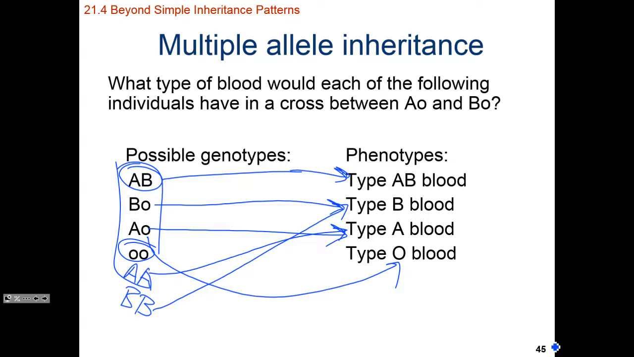Now, in this particular scenario, mom and dad are both heterozygotes. And because mom and dad are both heterozygotes, these last 2 options are not possible for the offspring. The only way you could have type O blood is if each of your parents has at least 1 O allele. So if both of your parents are type O blood, then you will absolutely have type O blood.